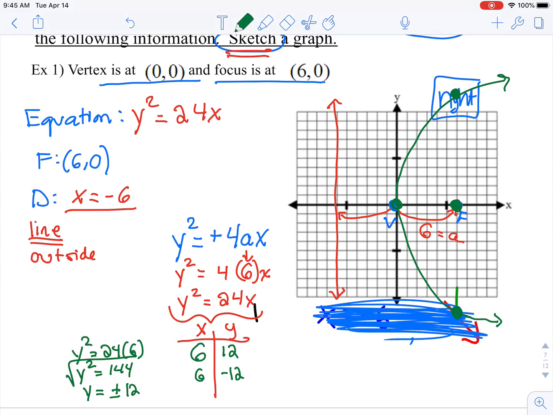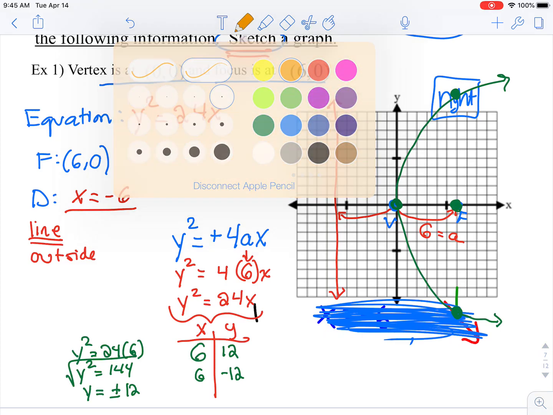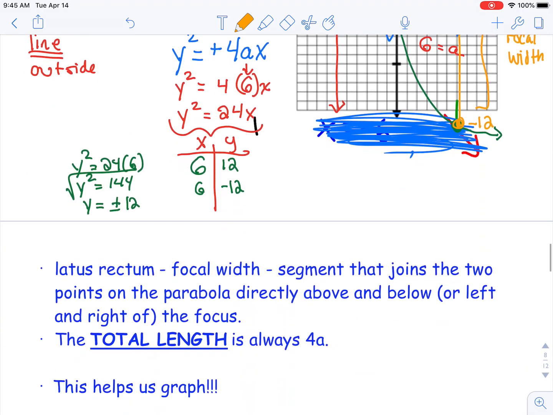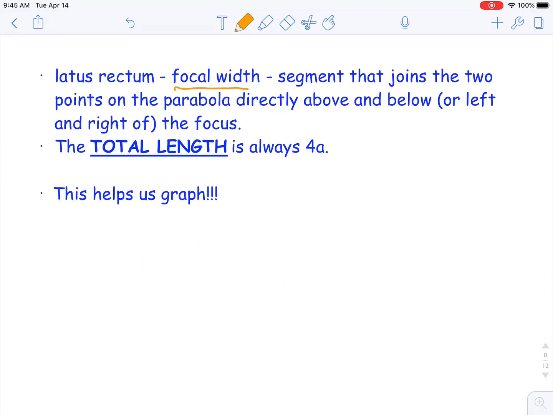Now I want to talk a little bit more about these points that we just plotted here. If you look at the distance between those 2 points, if this point was at -12 and this point was at +12, the distance between these is 24. Notice that that's the same value that was in our equation. This distance is what we refer to as the focal width, and it's a quick way that we can actually graph these a little bit more accurately and also a little bit faster. So let's talk for just a quick minute about that focal width.